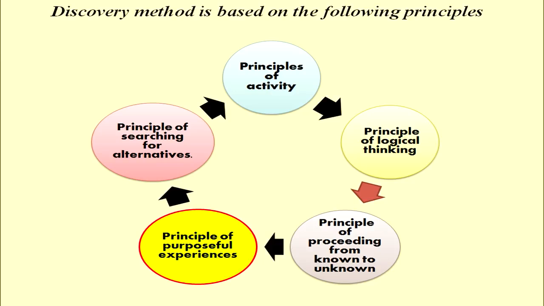It's very easy when we proceed from known to unknown, because going from easy to difficult is helpful in learning the thing. So, we should always proceed from known to unknown. Principle of purposeful experiment means we should have some purpose to conduct the experiment, only then we can have some specific kind of learning. Principle of searching for alternatives: there are a variety of solutions and we have to search which solution suits our discovery. This is all about the principles of discovery learning.